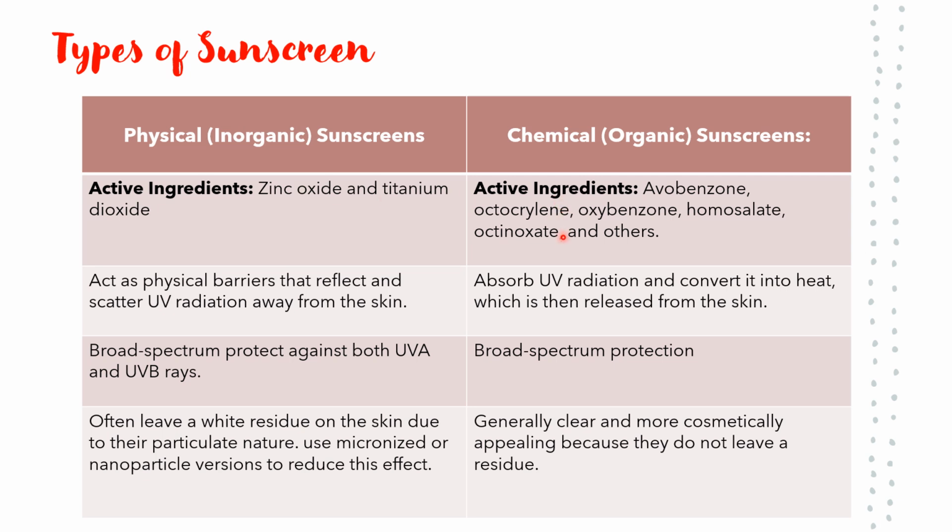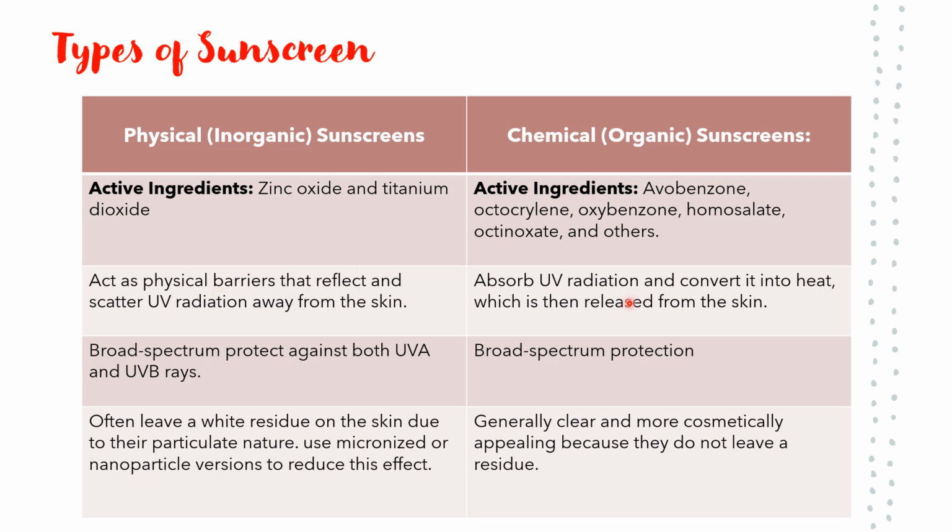Chemical sunscreens, on the other hand, contain chemical compounds, for example avobenzone, octocrylene, oxybenzone. So these chemical or organic compounds are the active ingredients. Physical sunscreens act as physical barriers. That is the purpose of zinc oxide and TiO2. They act as barriers and reflect the UV light.